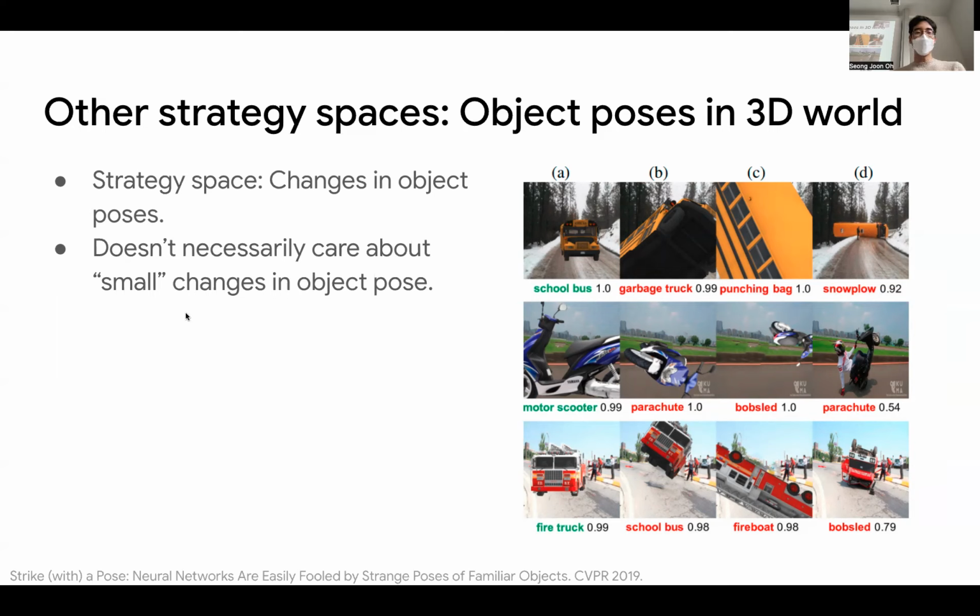Yeah, and in this case, you do not necessarily care about small changes in the object pose, because what's the goal of human imperceptibility, right? The original reason why we were caring about imperceptibility was because if it's too obvious to humans, then they can already come in and do something about these kinds of images that are changed.